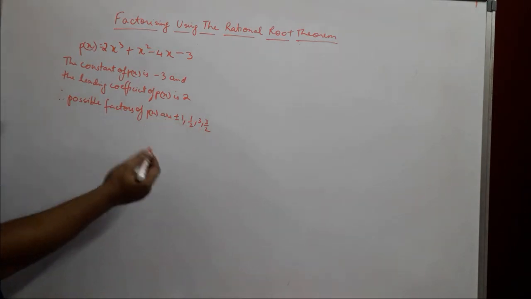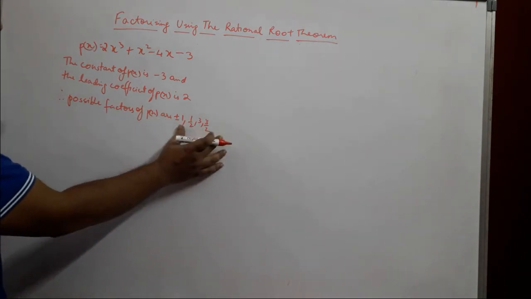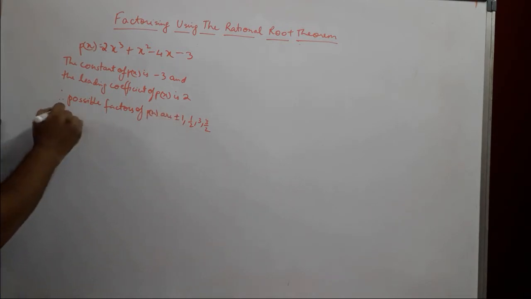Erase this part out, and now we will have to check the values to see which of these are actually factors. So we've got 4, which means we will have to check 8 values because it's plus and minus. So let's begin with the first one.